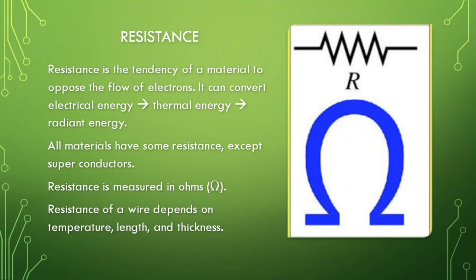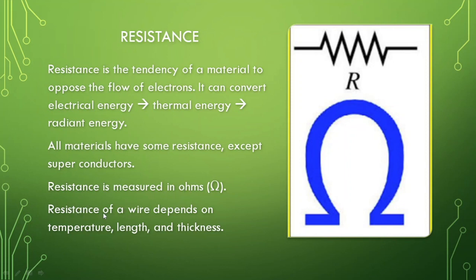But right now, the materials that we use to carry electricity are not superconductors. And a lot of that electrical energy is wasted because of resistance. The resistance converts that electrical energy into thermal energy, which we usually don't need. What we want is the electrical energy. Now, resistance is measured in ohms. The Greek symbol omega is used for ohms, the unit that we use to measure resistance.